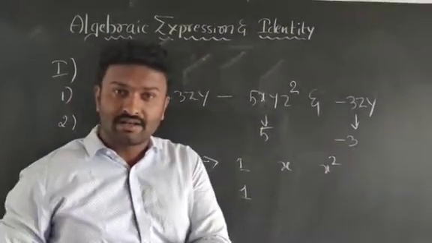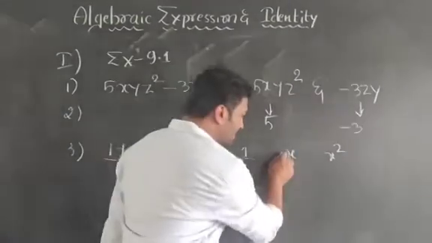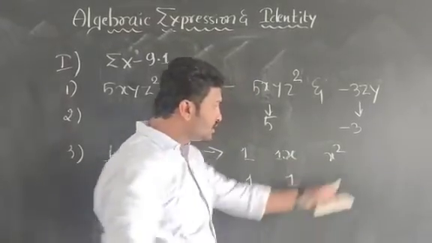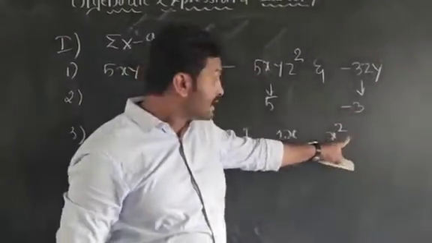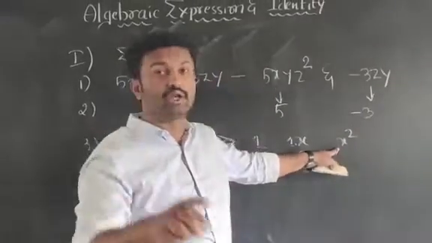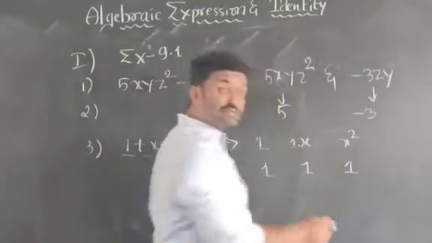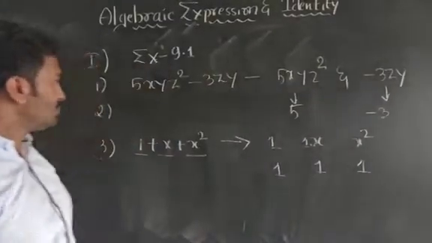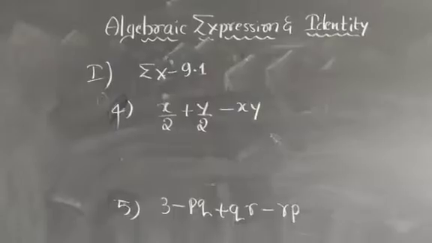Okay, and the coefficient of x is how much? How many x are there? Here 1 x is there, right? And the coefficient of x is 1. The coefficient of x square is how much? Nothing is there, means you have to consider it as 1. Okay? And one more example.